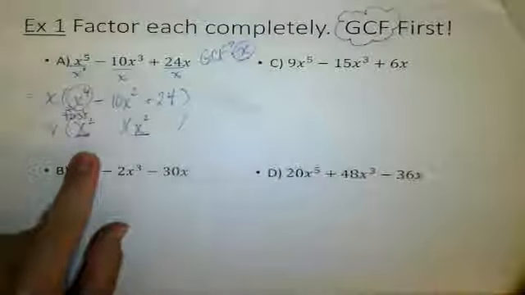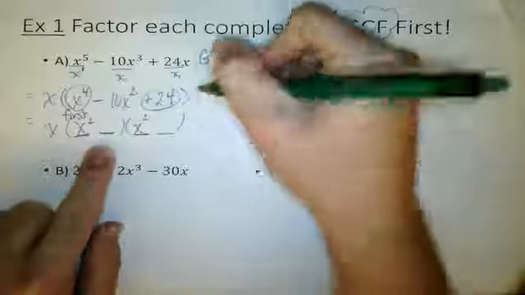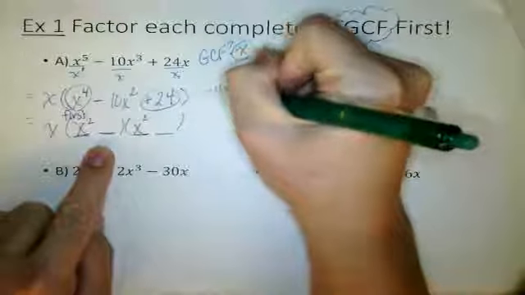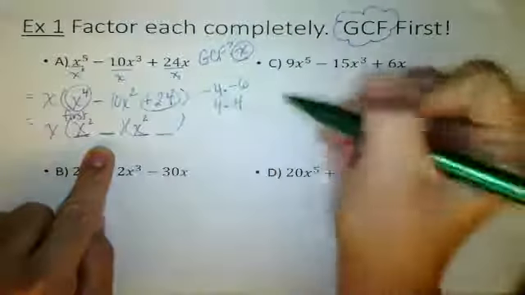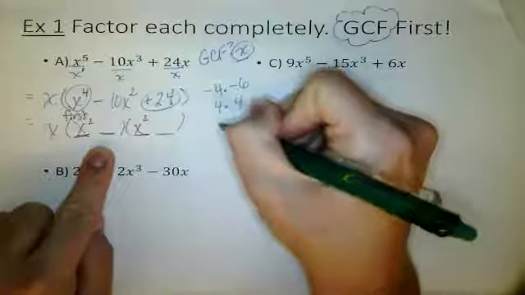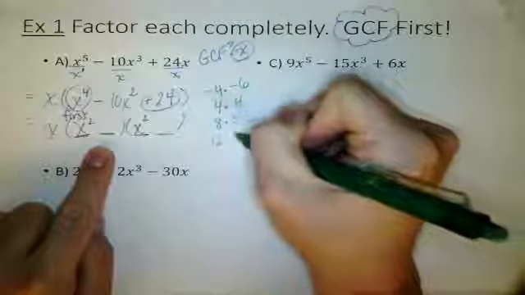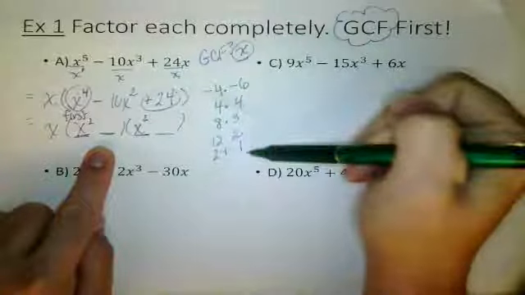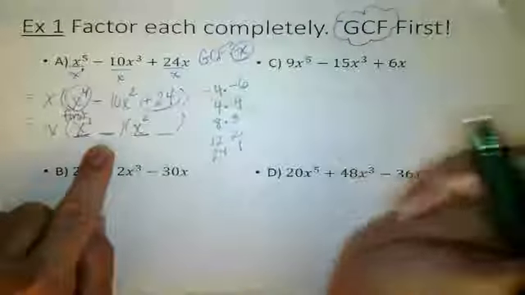And then last times last has to be positive 24. What times what is positive 24? Negative 4 times negative 6. Positive 4 times positive 6. What other numbers do we have, just for giggles? 8 times 3, 12 times 2, 24 times 1. Well, look at that progression there. Those are all the factors of 24.